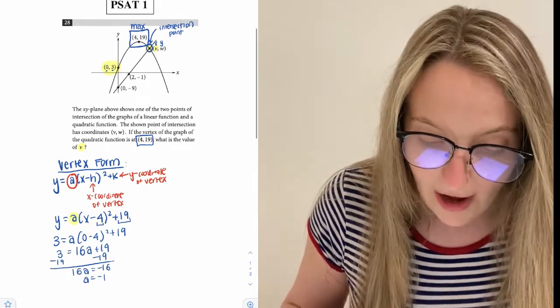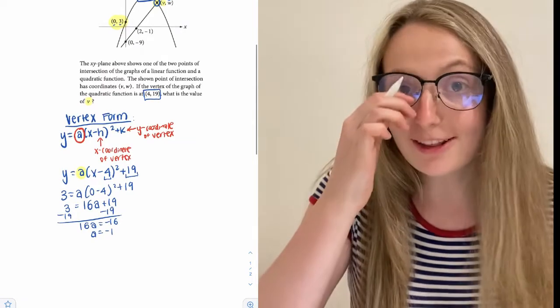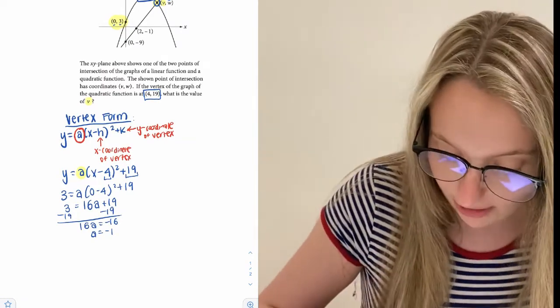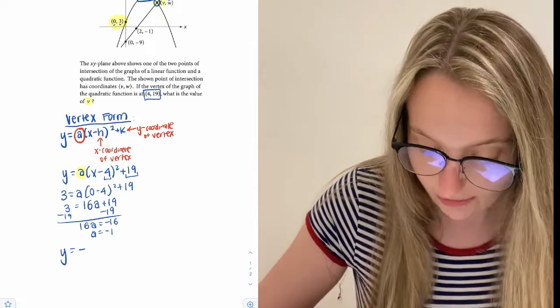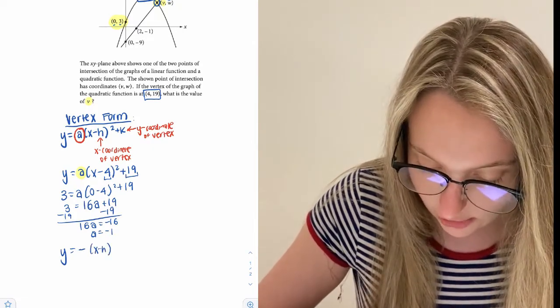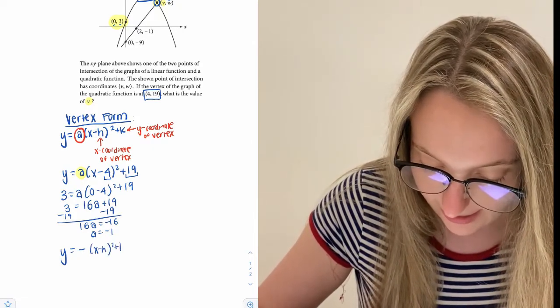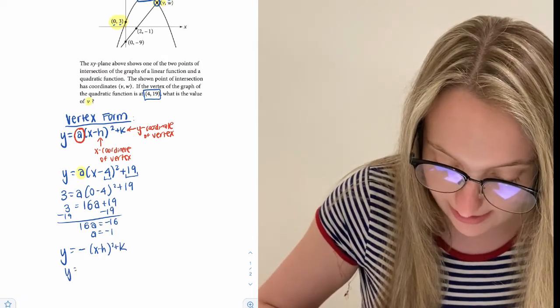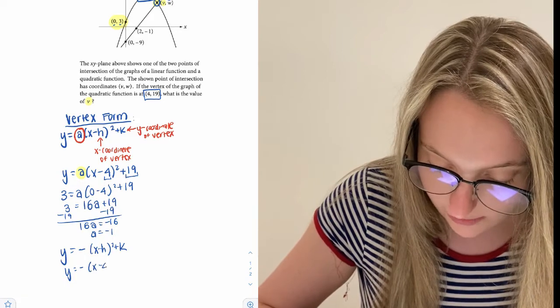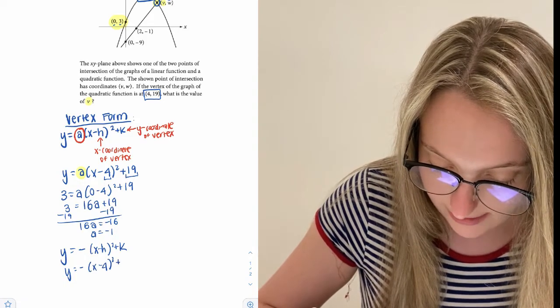All right, so the final equation of this graph is going to be y is equal to negative, because a is negative 1, (x minus h) squared plus k. And then again, the h and the k we said are 4 and 19, so y is equal to negative (x minus 4) squared plus 19.